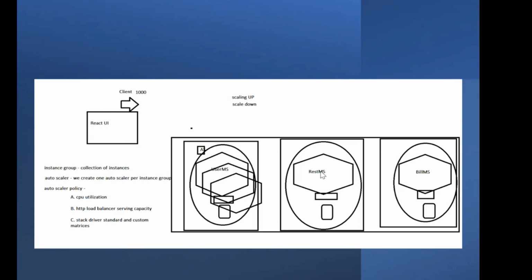Now, these are the microservice instances. In a cloud native application, we try to use containerized microservices, and those microservices we put inside a node. So this is one node, this is another node, this is another node. A collection of nodes we call an instance group. Remember this, this is the term used in GCP. Instance group means a collection of instances. Why I'm saying this: there is one concept called the autoscaler.